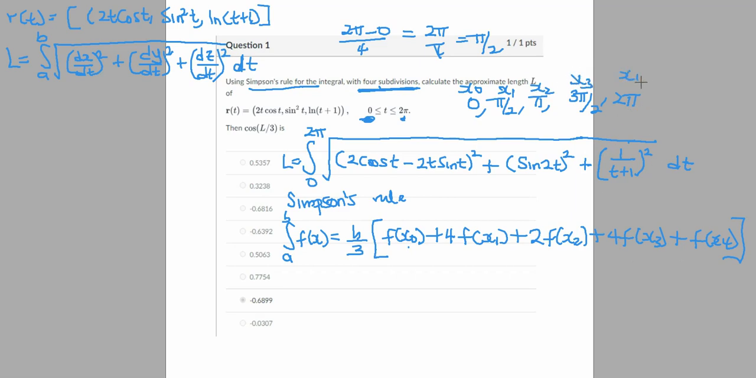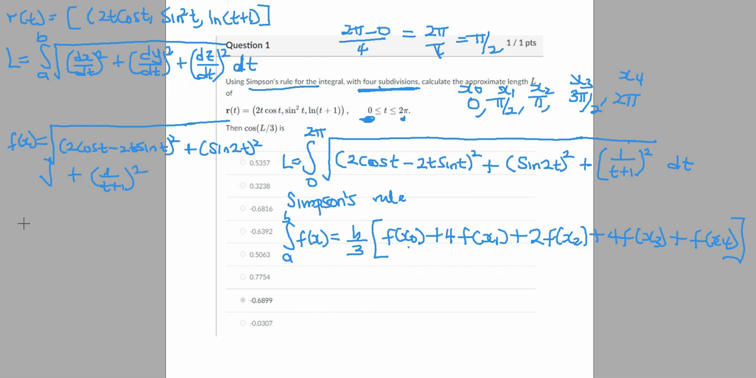And our x4 is this. So we need to find what our f of x is. Our f of x is this. This is what we are integrating. So our f of x is equal to the root of (2 cos t minus 2t sin t) all squared plus (sin 2t) all squared plus (1 over t plus 1) all squared.